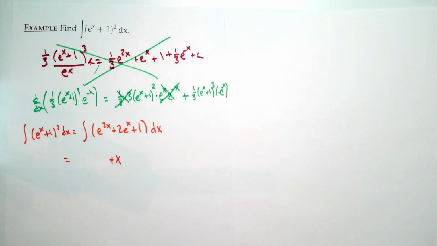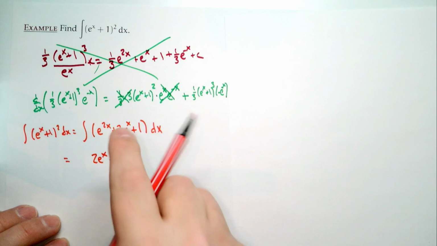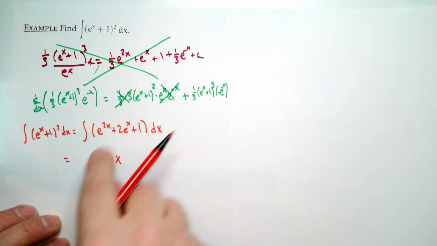Now, does the 2 make a difference? No, the 2 will still be there. It'll still be a 2. So I just have to figure out what happens to e to the x. What's the antiderivative of e to the x? E to the x. So there's still a 2 e to the x. So the antiderivative of e to the x is e to the x, and 2 comes along.